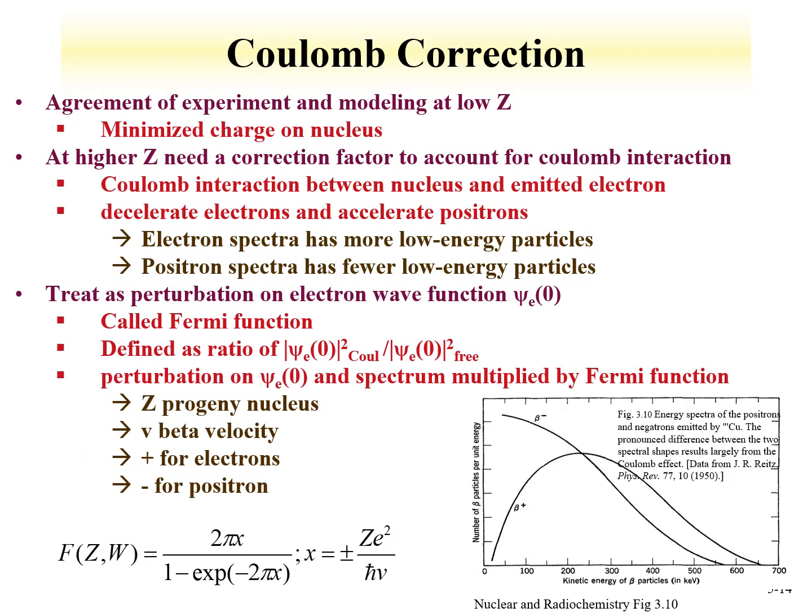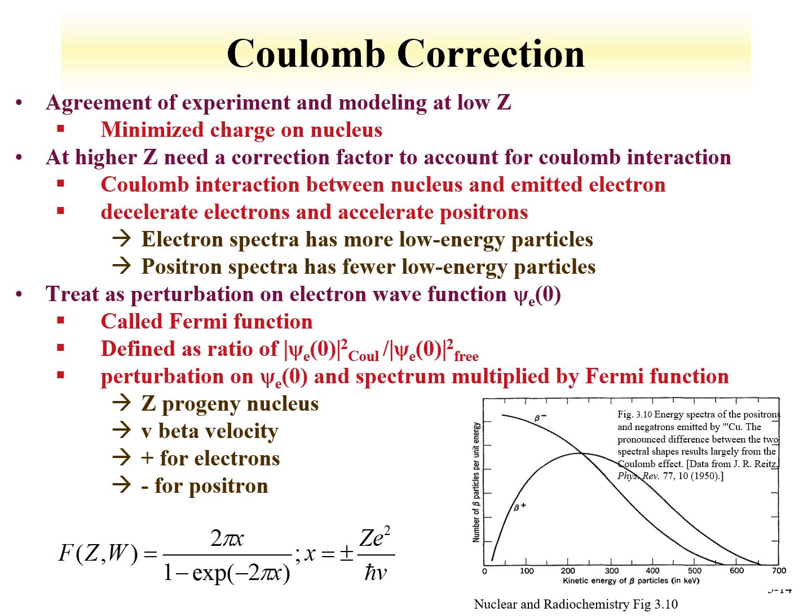This Coulomb correction, as we already discussed, at low Z, there really isn't as large of a Coulomb perturbation on the behavior of the emitted particle. However, at higher Z, this effect needs to be taken into account. And what we generally see is the electron spectra has more low-energy particles, as shown here. The positron spectra has fewer low-energy particles, or more high-energy particles. If you think about this, it is because I have a positive positron being accelerated away from a positive nuclear charge. Now I can treat this Coulomb correction as a perturbation.